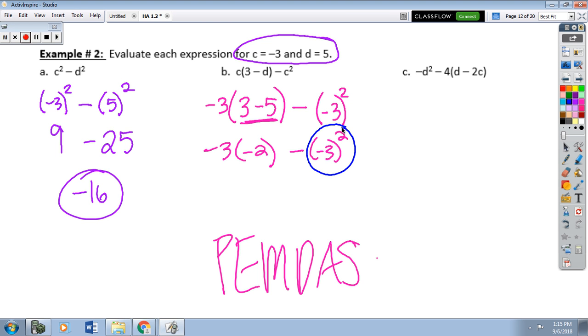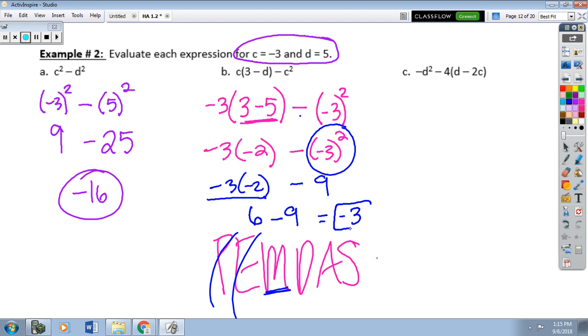Now here's where the students made the mistakes. When they wrote it down, they were like, oh, minus a negative is a positive, right? I can just change that to a plus. So if you try to start doing things in your head that you're not allowed to do. You have to do your exponents before you do your subtraction. So we'd have negative 3 times negative 2 minus 9. It's not plus 9. Now we go to multiplication. We're going to multiply those together to get a positive 6 minus 9, which is a negative 3.